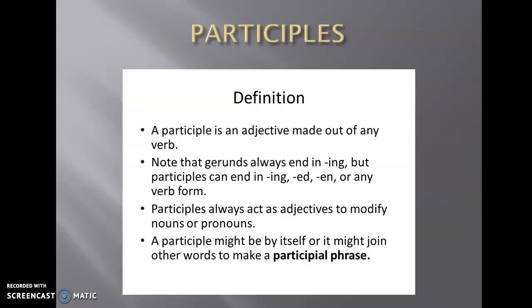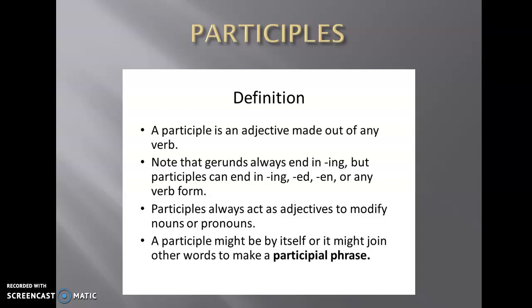Then participles. What are participles? This is the third form of non-finite verbs. A participle is an adjective made out of verbs. Just like gerunds act as nouns, participles act as adjectives in sentences majorly. Sometimes as verbs also, but majorly as adjectives.